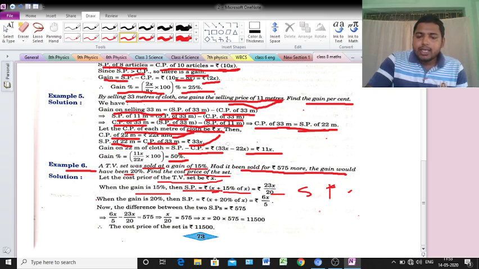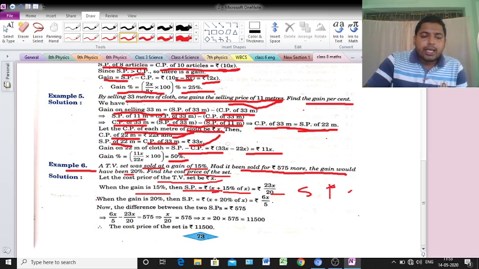Actually, there is a mouse problem with the cursor, so I'm not doing it properly here. Otherwise I could do it here also. No problem, you do it in your copy. If any problem, you can ask. So when the gain is 15%, we are getting SP 23x by 20.